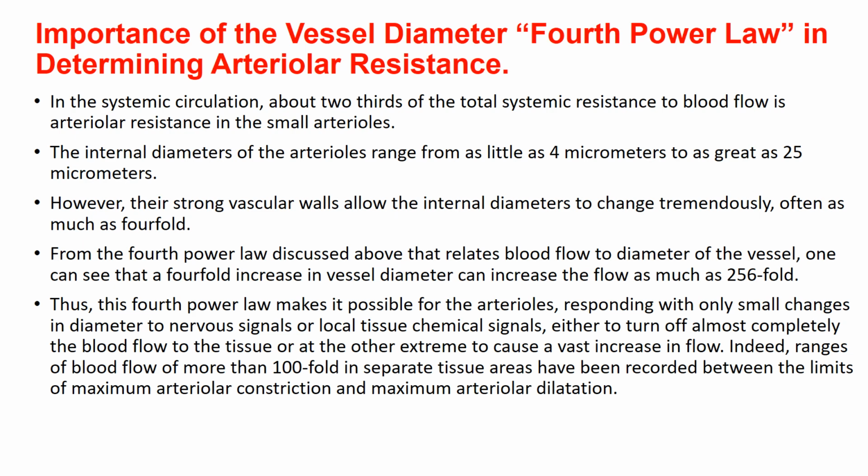From the fourth power law discussed above that relates blood flow to diameter of the vessel, one can see that a fourfold increase in vessel diameter can increase the flow as much as 256-fold. Thus, this fourth power law makes it possible for the arterioles, responding with only small changes in diameter to nervous signals or local tissue chemical signals, either to turn off almost completely the blood flow to the tissue or at the other extreme to cause a vast increase in flow. Indeed, ranges of blood flow of more than 100-fold in separate tissue areas have been recorded between the limits of maximum arteriolar constriction and maximum arteriolar dilatation.